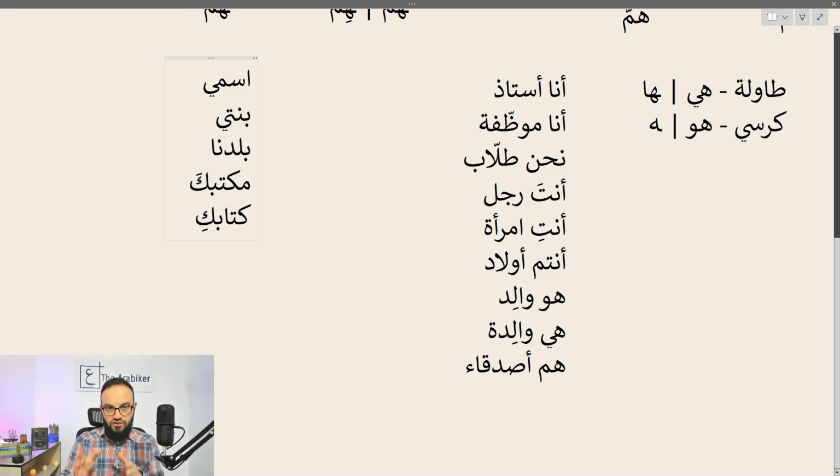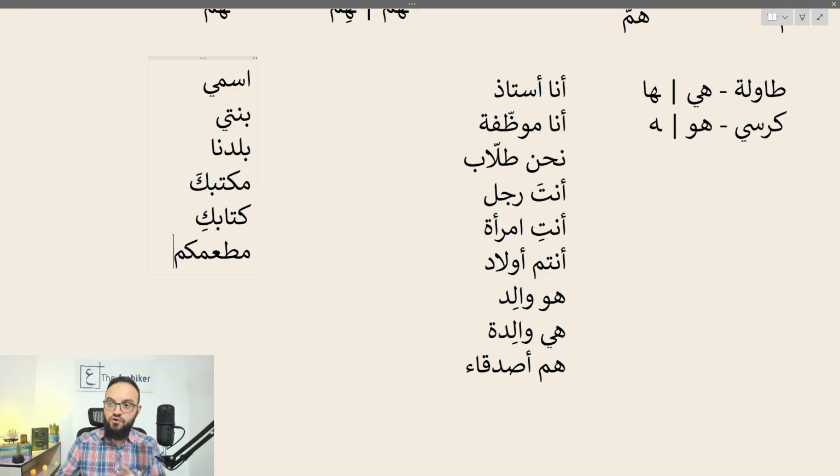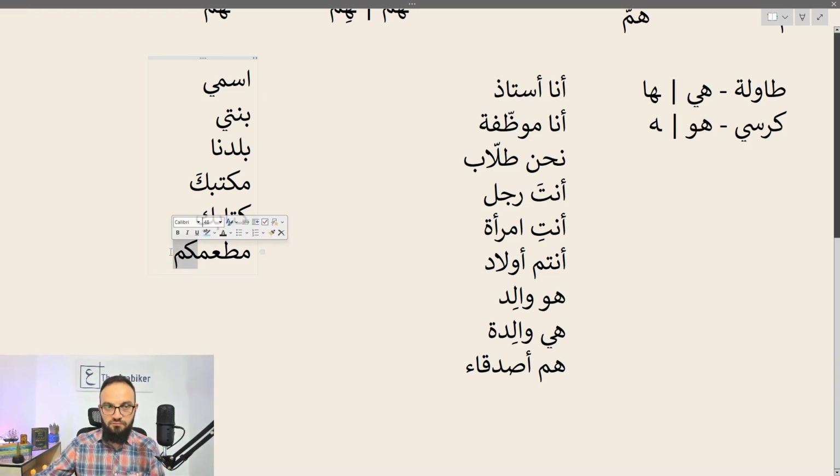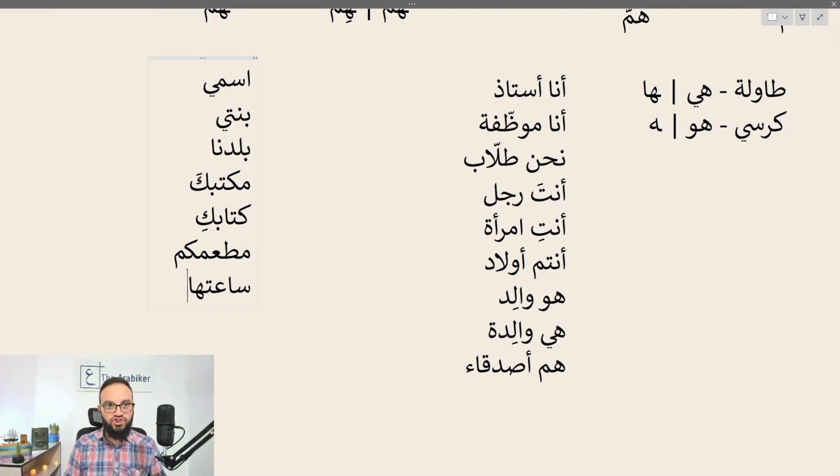كتابك, your book, talking to a feminine. مطعمكم, مطعمكم, your restaurant, but I'm talking to a group of people. ساعتها or ساعتها, her watch. كرسيه, his chair. حديقتهم, their garden or their park, and so on and so forth.